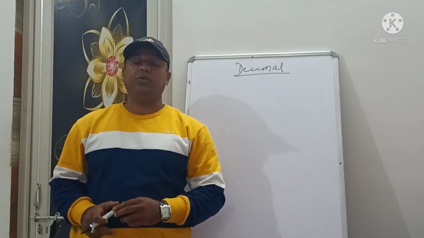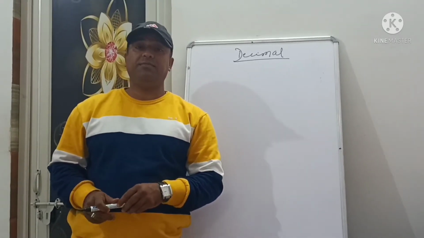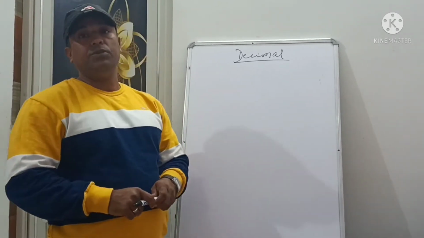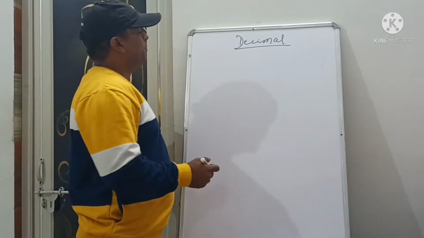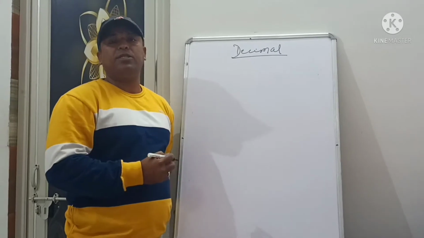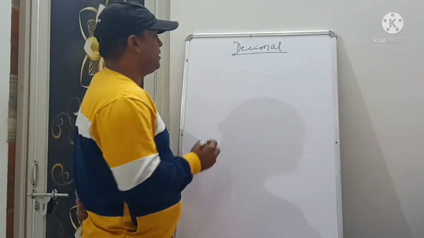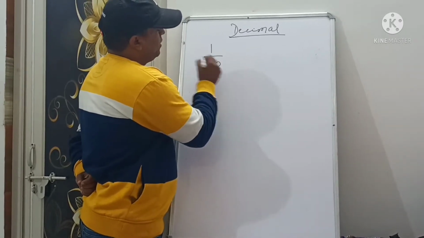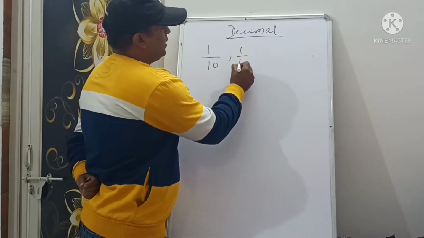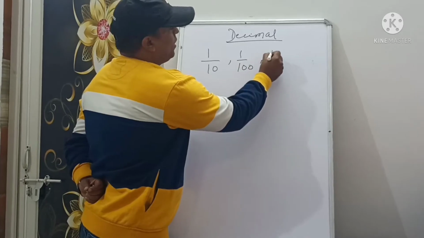In last class I promised to teach you the decimal part. So let's continue with decimals first. What is a decimal? It is just like a fraction, and here is how you can represent it. Like if I write 1 by 10, then 1 by 100, then 1 by 1000.